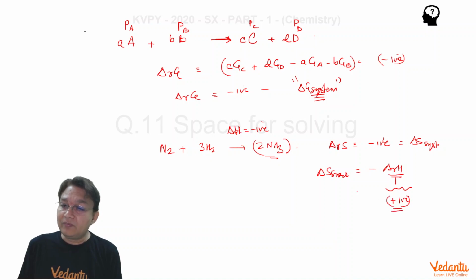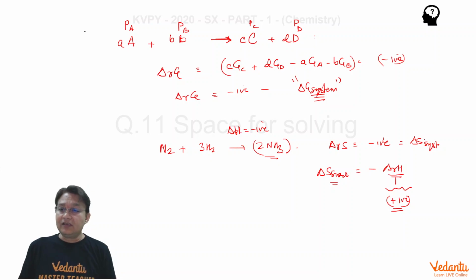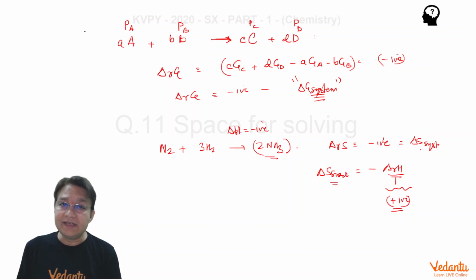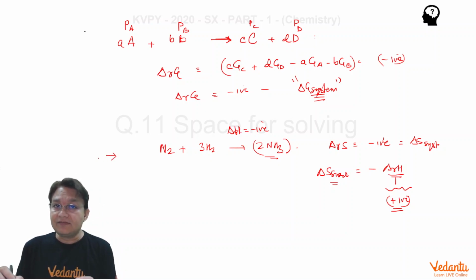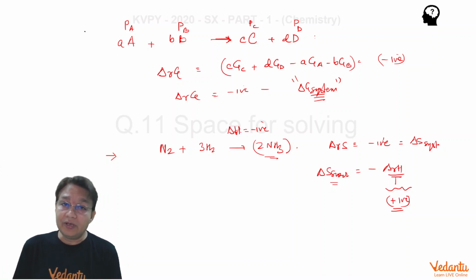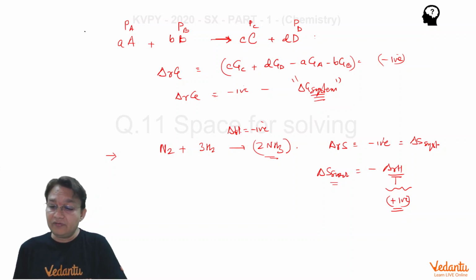So the positive delta S surrounding and the delta S system, which is negative in this case, if the addition of these two yields a positive number, that means the entropy of the universe is increasing. And that is why this reaction is going in the forward direction. So the idea is, when you talk about entropy, you talk about the system's and surroundings' entropy. When you talk about the Gibbs function, you only talk about the Gibbs function of the system. That is why the Gibbs function is created.